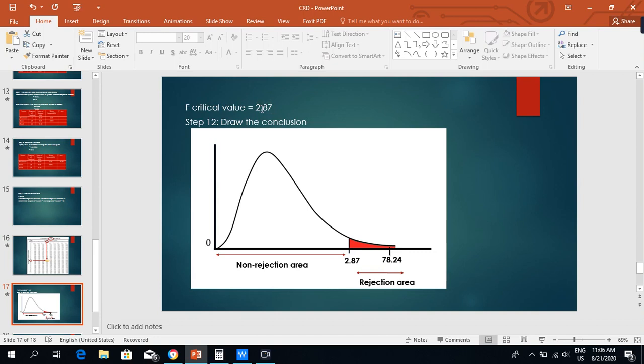Next, you should graphically represent the conclusion. Therefore, you should draw a graph like that. Here, our critical value is 2.87. The values that are greater than 2.87 are in the rejection area, and our test value is 78.24. That is located in the rejection area, and you should draw this graph and mark these values, and also you should mark the non-rejection area and rejection area. That is very important.